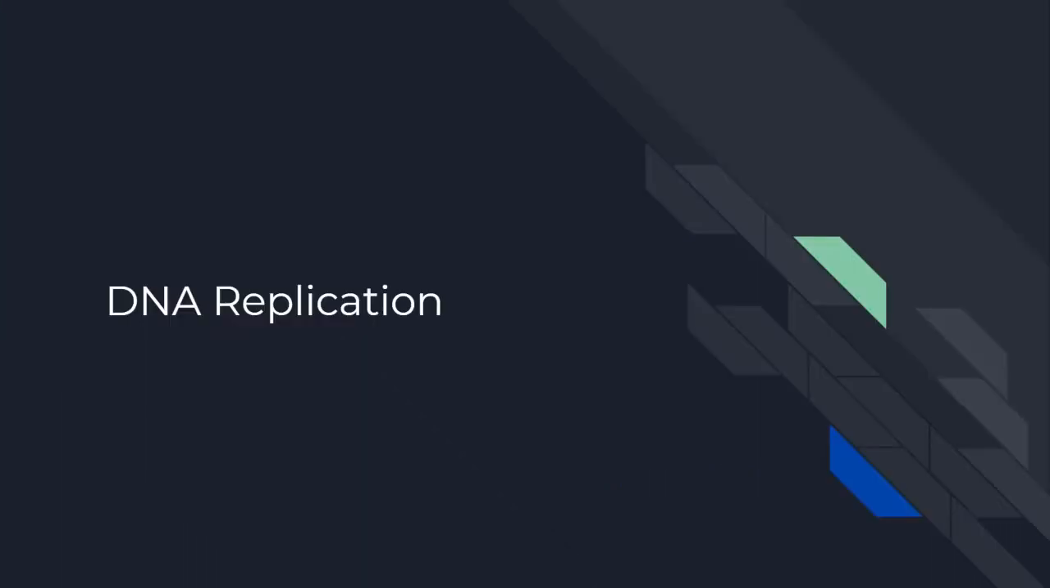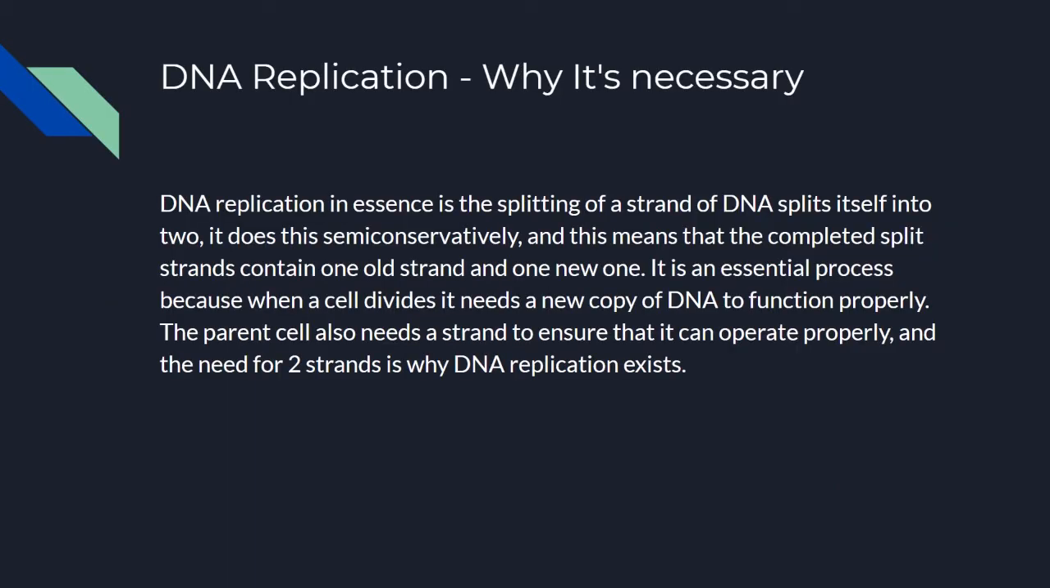The first section is DNA replication. In general, it is the splitting of a strand of DNA into two, semi-conservatively, so that the two new strands contain one old and one new strand. It is an essential process because an old cell needs a strand of DNA, and a new cell that's being split off of the old cell needs a new strand of DNA, and hence why there's two strands needed. That's why we need replication, because we need two strands.